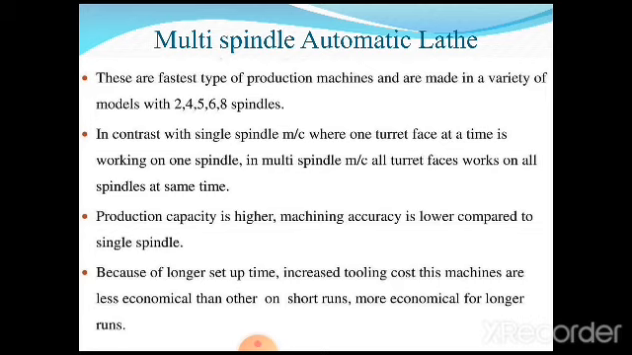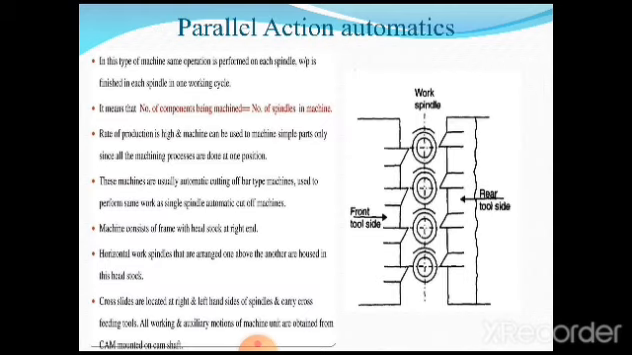Increased tooling cost: definitely the number of tools we are going to use is more, and the tooling cost also increases. Machines are less economical than others on short runs, more economical for longer runs. If the production rate is used for a larger number of jobs, multi-spindle automatic lathes are definitely cheaper compared to the single spindle automats. Multi-spindle automatics are classified into 2 types. What are the 2 types? One is called the parallel action automatic machines, and the second one is the progressive action automatic machines.